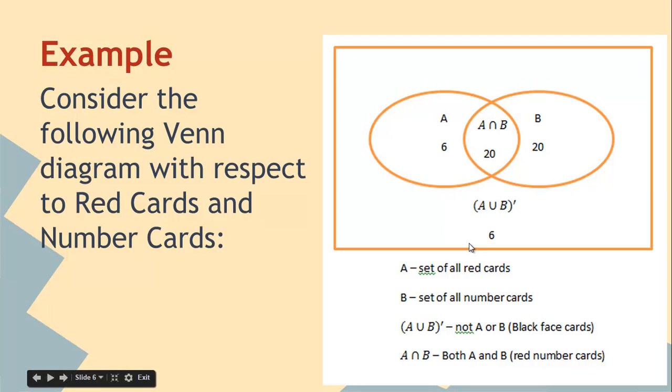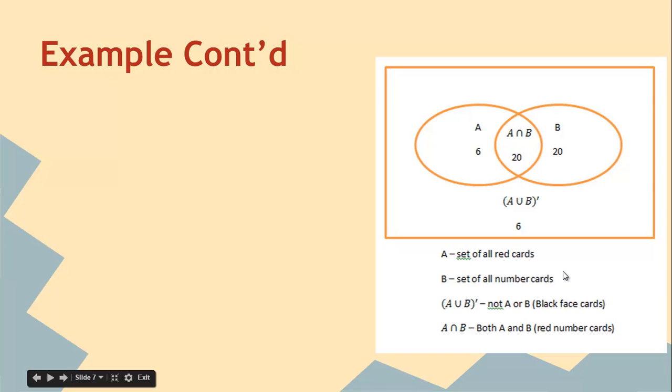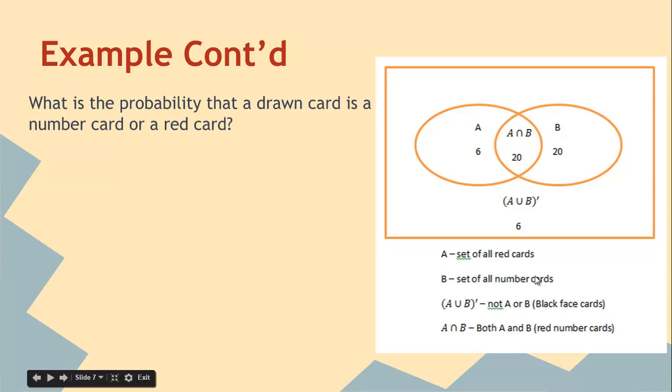Black face cards are the neither. What is the probability that the drawn card is a number card or a red card? Number card or a red card, you would look at both of these things. We call it A union B. It's 6 plus 20 plus 20. After you have the drawing, it's really easy just to read them off. So it's all of these, number card or a red card.